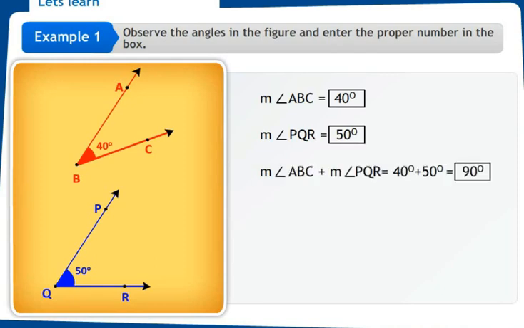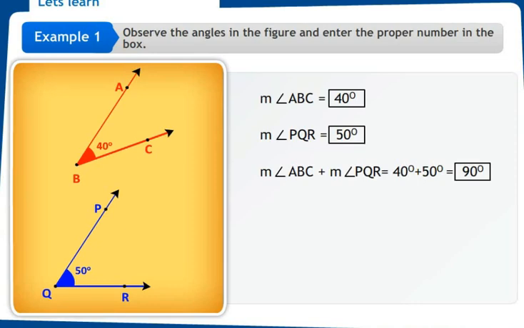Now, when I was explaining complementary angle, I explained if two angles are summed up and if their measures are 90 degree, then it is said to be a complementary angle. You can see here, measure of angle ABC plus measure of angle PQR is equal to 40 degree plus 50 degree, which is equal to 90 degree.